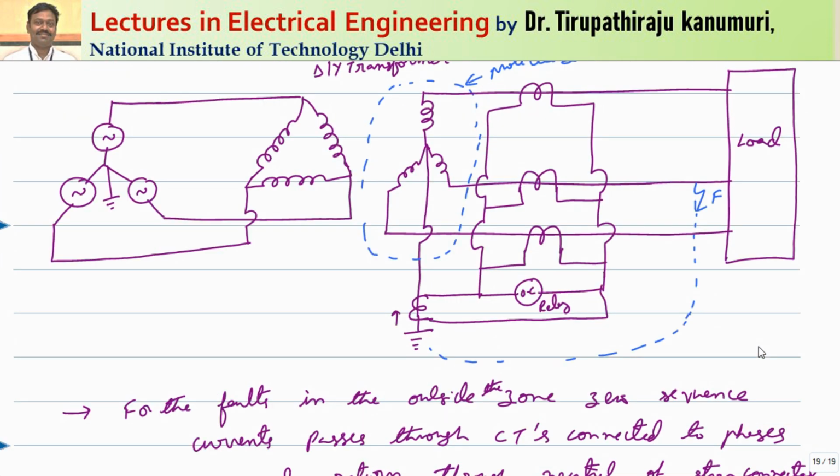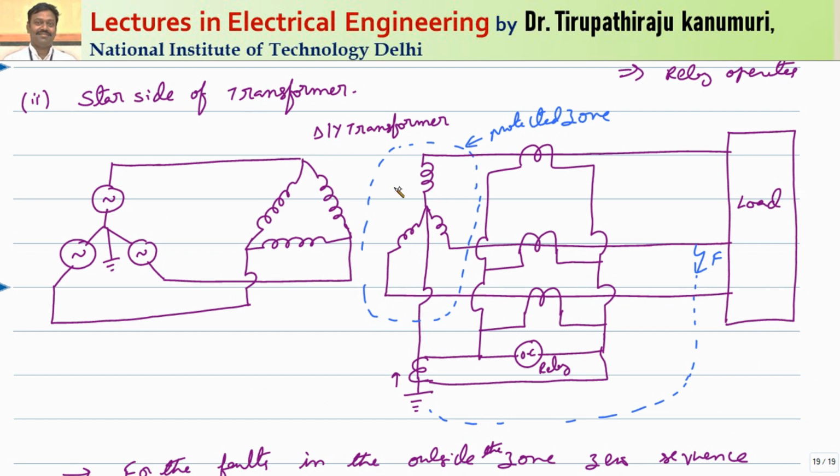Let us assume the fault has happened within the zone. So let us assume the fault has happened somewhere in the zone. If the fault happens in the zone, the fault will go like this and it will go like this one. So let us keep some different color. Let us keep the black color one. So this fault has happened like this. The fault current will pass like this. It will return back like this to the winding.